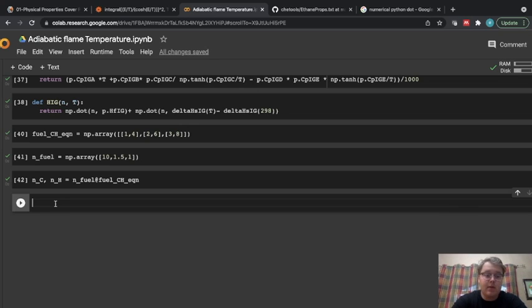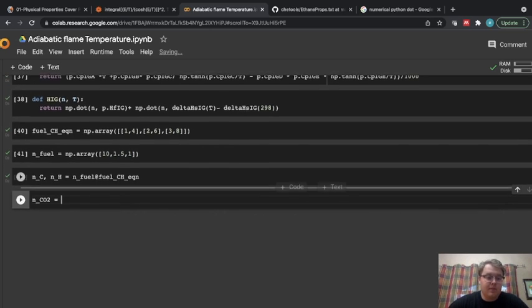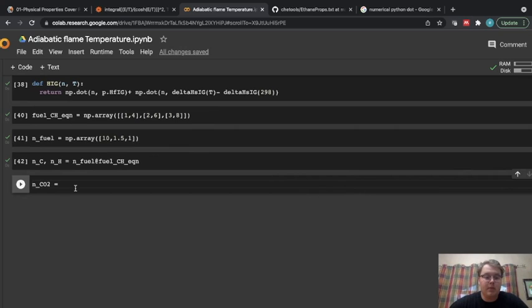So that was the most difficult part, understanding the number of moles of carbons and hydrogens. Now I need to understand the number of moles of CO2, the number of moles of water, the number of moles of all the different other elemental components of the system. So I'm going to start with the number of moles of CO2 has to equal something. I need to tell my script that the number of moles of CO2 in my balanced equations is equal to a certain number.